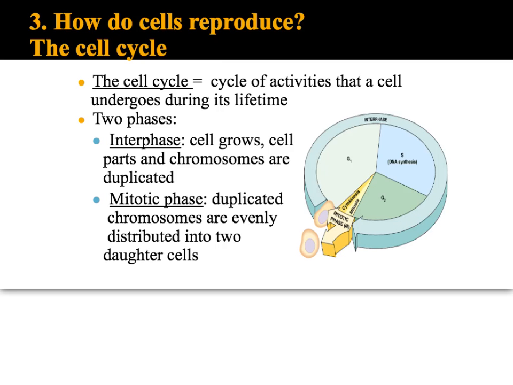The process by which cells divide is called cell reproduction, or the cell cycle. The cell cycle is basically the series of activities that a cell undergoes when it's dividing or when it's preparing to divide. If we look at this little picture, the cell cycle is divided into two pieces. The first piece is interphase, when the cell is getting ready to divide. The second phase is called the mitotic phase, this little yellow portion, and this is when the cell is actually dividing. So let's break these two phases down a little.